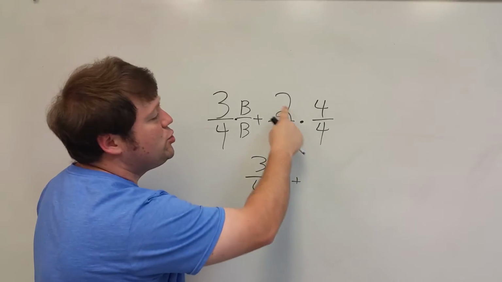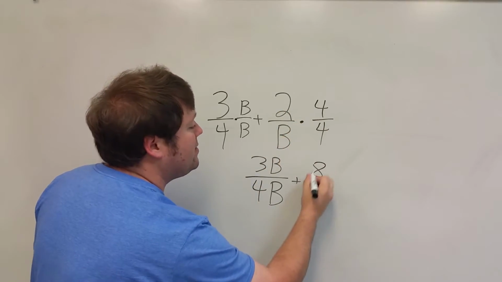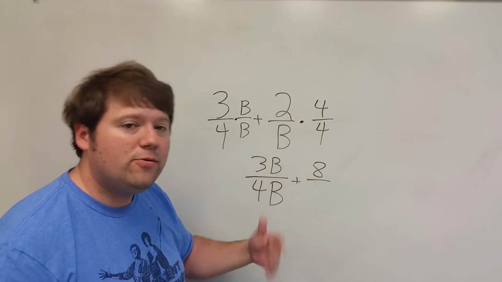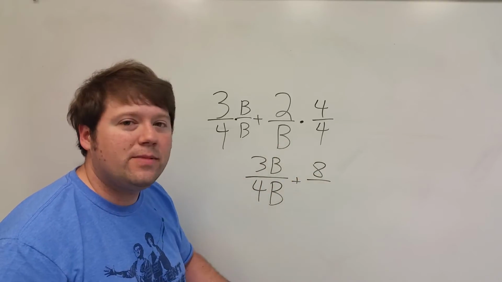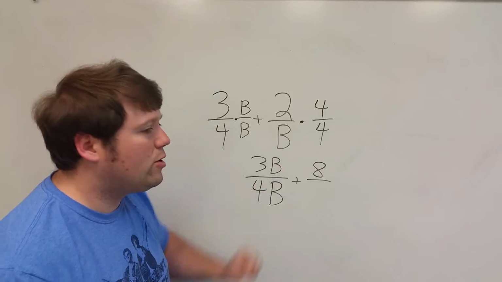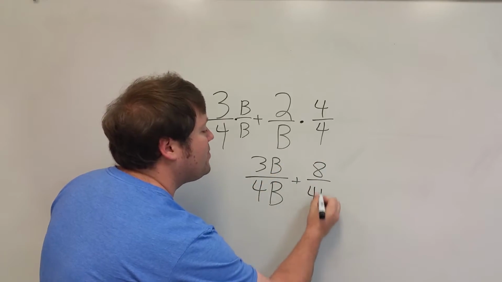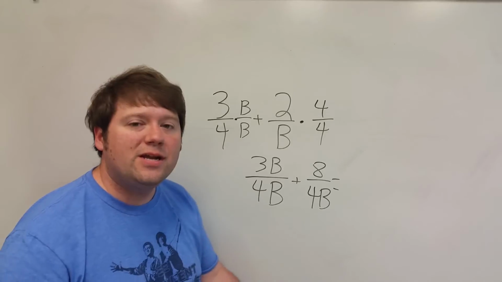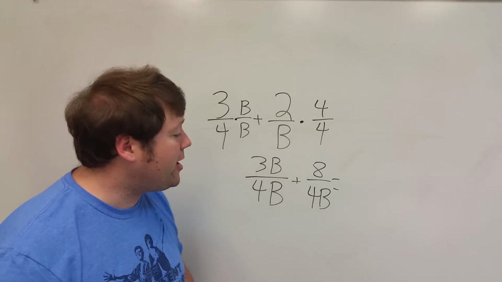And we're going to get 2 times 4, 8 over 4b. Remember, you could call it b4. The order doesn't matter, but the correct way to write it is with the coefficient at front. So we're going to write it as 4b. And now we're going to combine them together into one fraction for our answer.